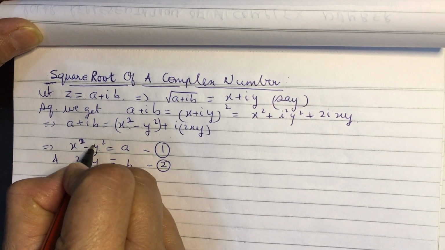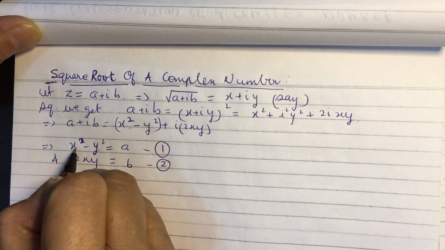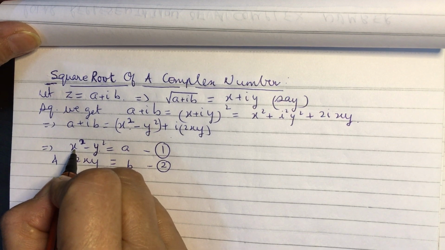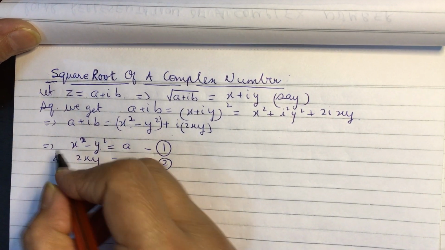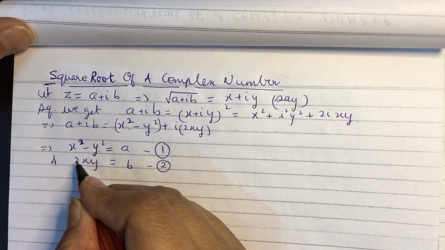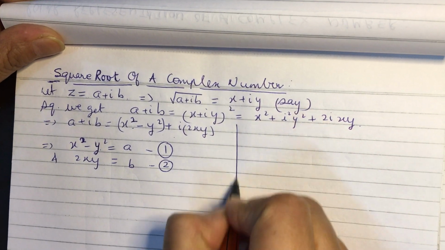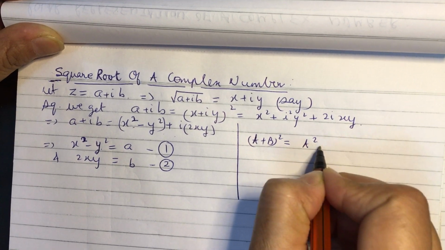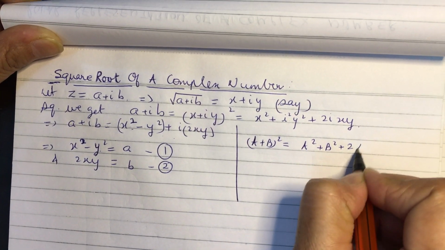Now here we can easily see that we have x square minus y square. So, suppose we are able to find x square plus y square, then we can solve to get the values of x square and y square and further of x and y. Let us see how. Now, we know that (a plus b) whole square equal to a square plus b square plus 2ab.